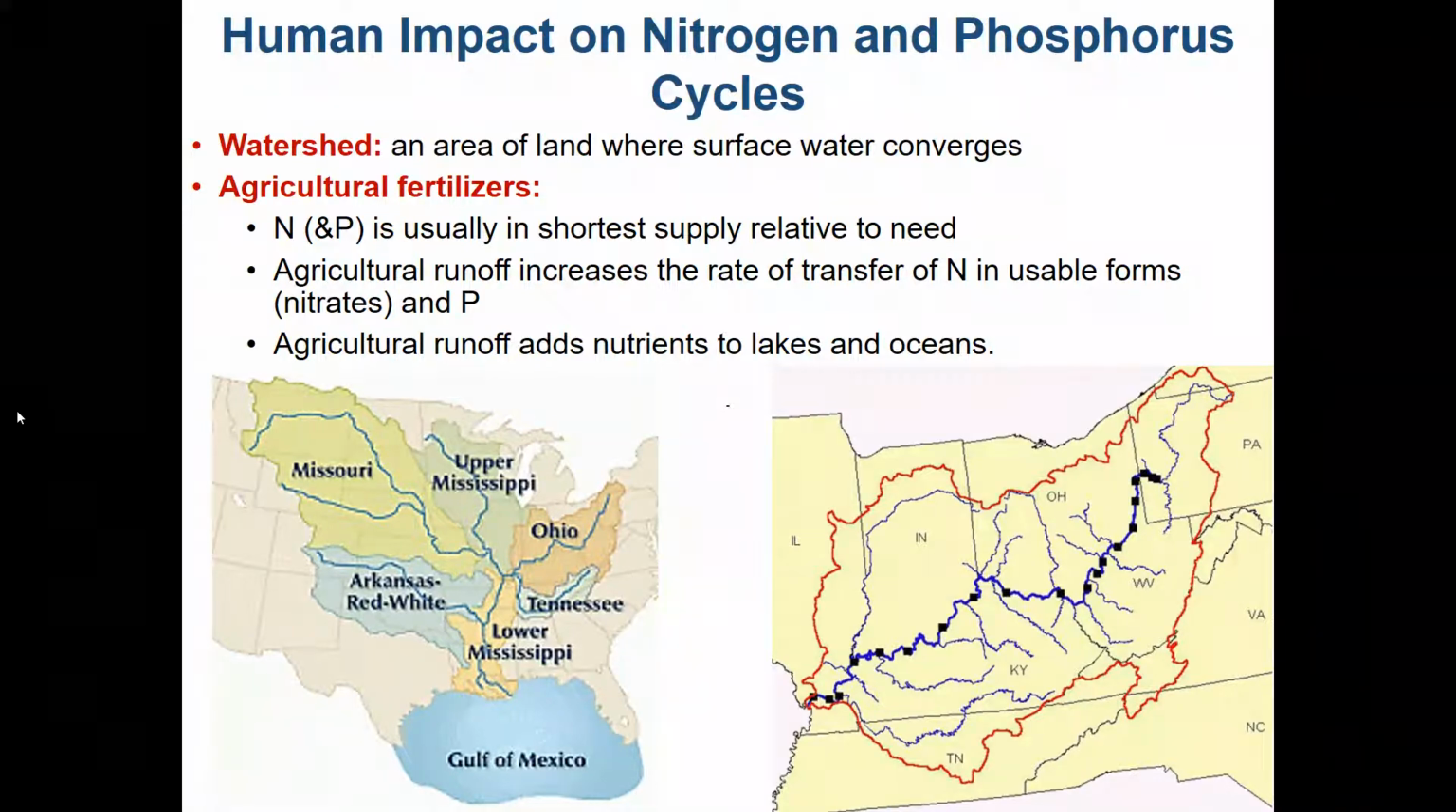A watershed is an area of land where surface water converges. So you could see two different watersheds in the picture below. We have the Mississippi River watershed on the left, which is very expansive, and then the Ohio River watershed on the right. Much of the nitrate fertilizer leaves the fields as surface runoff and travels through the watershed to rivers, which flow into lakes or the oceans. So this agricultural runoff adds nutrients of nitrogen and fertilizer, which are typically limited in ecosystems, to these aquatic habitats in great amounts.